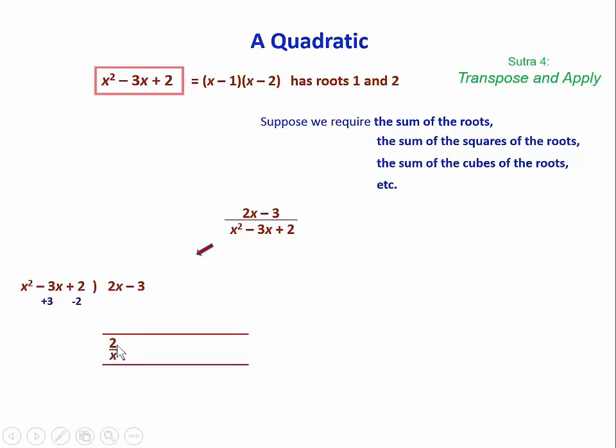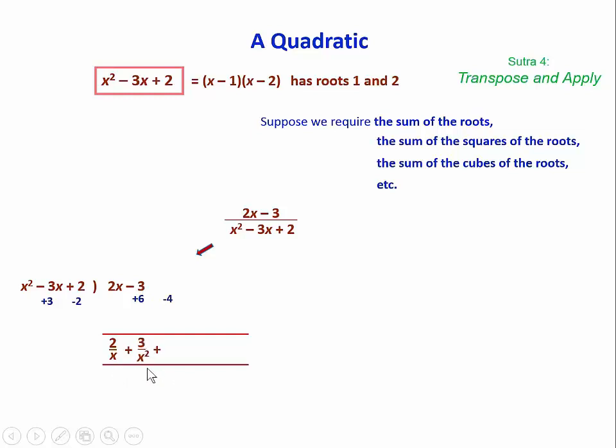And then we multiply the coefficient there by the 2 transposed values and put them in the next 2 columns. So 2 times plus 3 is plus 6. 2 times minus 2 is minus 4. Then we add up in the next column. We get 3. So we have 3 over x squared in the next place.